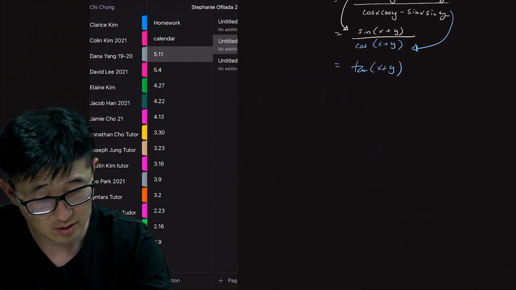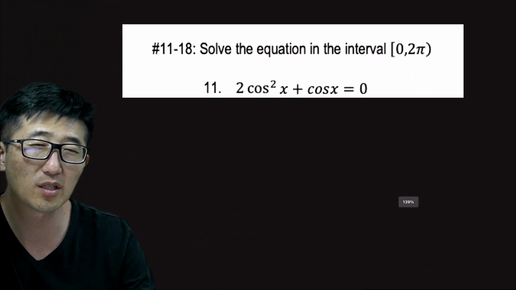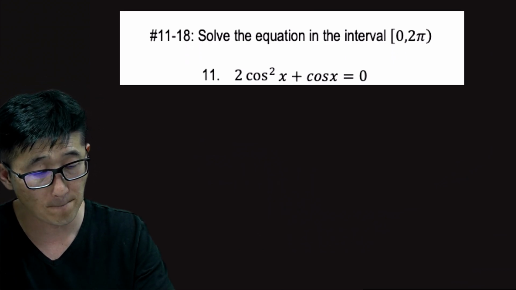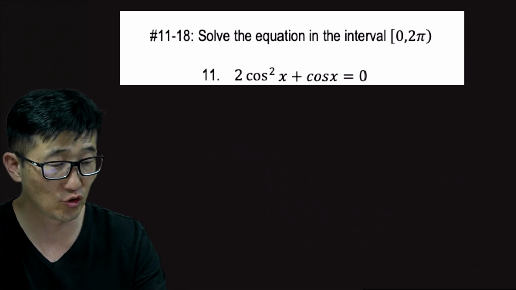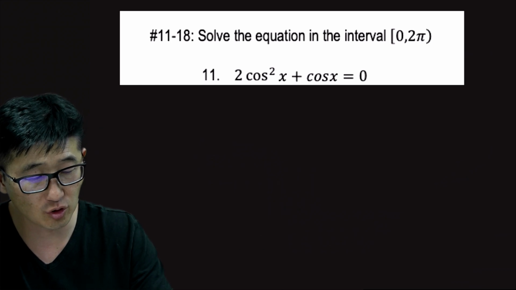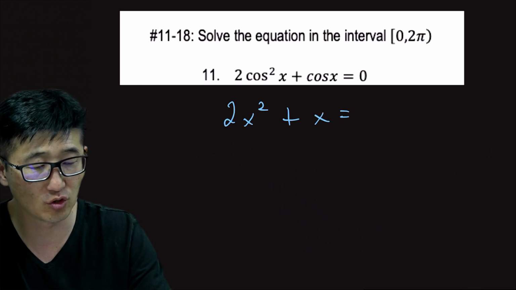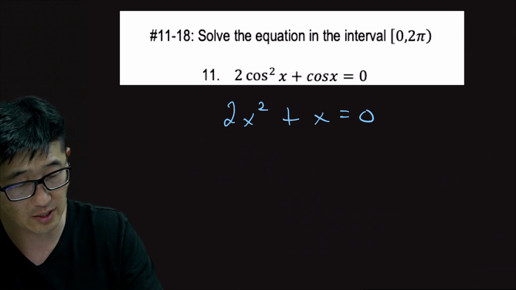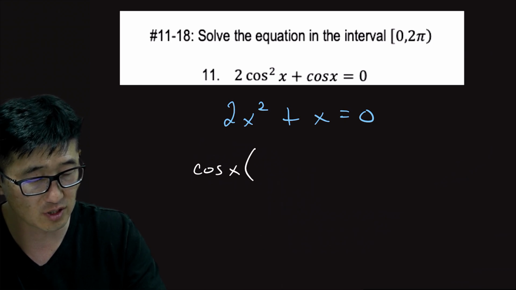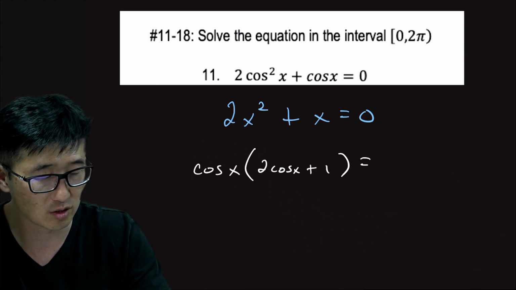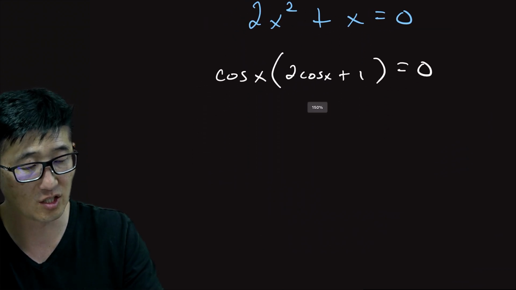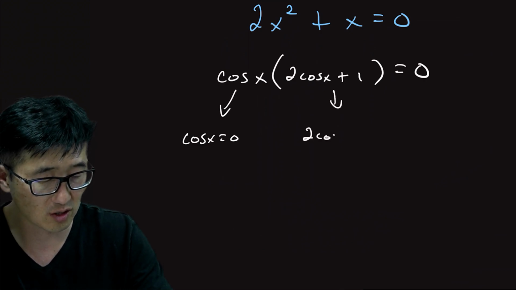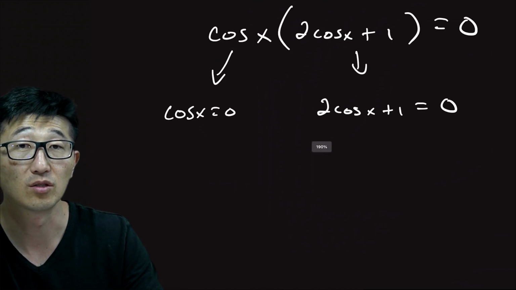Now the rest is just solving the next one. Solve the equation in the interval 0 to pi. So again, you want to treat it like a quadratic. What would you do if it was like 2x squared plus x? Wouldn't you factor out an x and set it equal to 0? It's pretty much the same idea. So this would be cosine x, parentheses, 2 cosine of x plus 1. See that? And then set each factor to 0. Cosine of x equals 0. 2 cosine of x plus 1 equals 0.